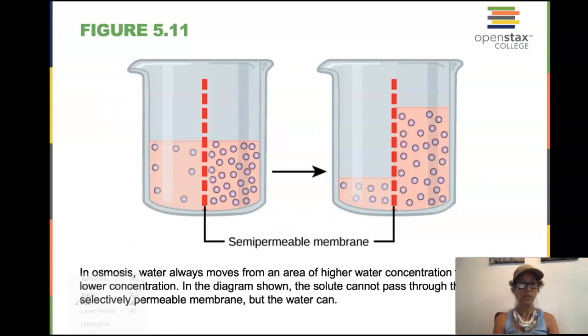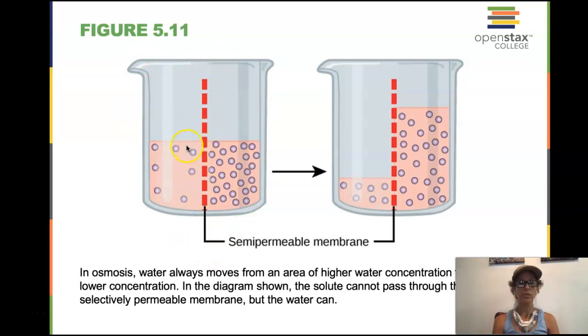With osmosis, we are moving water. Diffusion is the movement of the solute from an area of high solute to low solute concentration. Osmosis is going to be moving water from a high water concentration to a low water concentration. And that means we're going to be moving from low solute, which is high water, to high solute, which is low water. So this is in a beaker with a semi-permeable membrane.